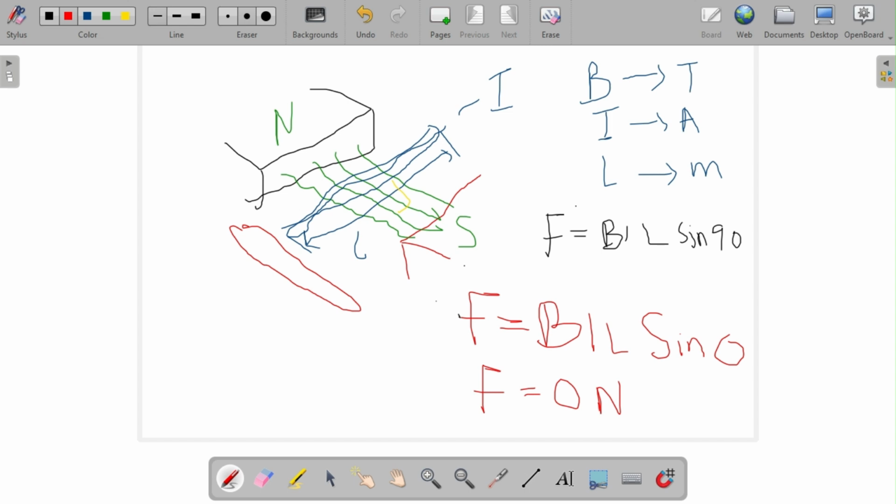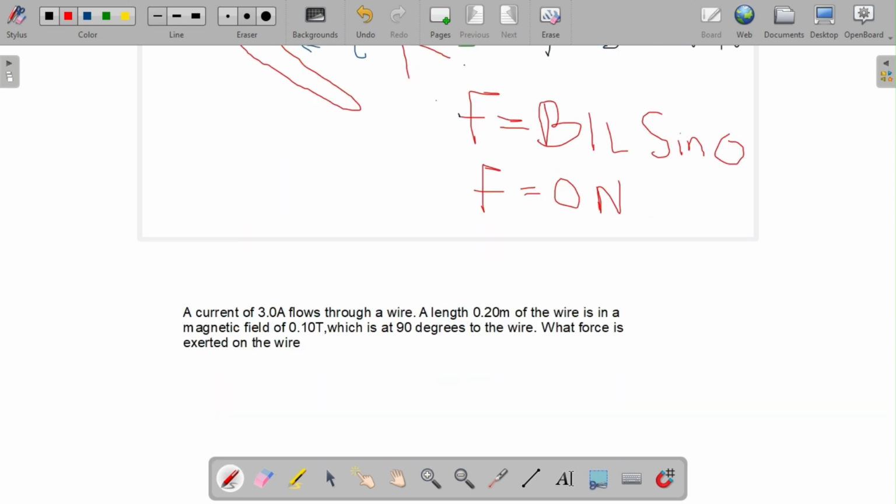But whenever the conductor is perpendicular to the magnetic field, then we have a 90-degree situation. F equals BIL still stands because sine 90 is 1. Let's take a good question.